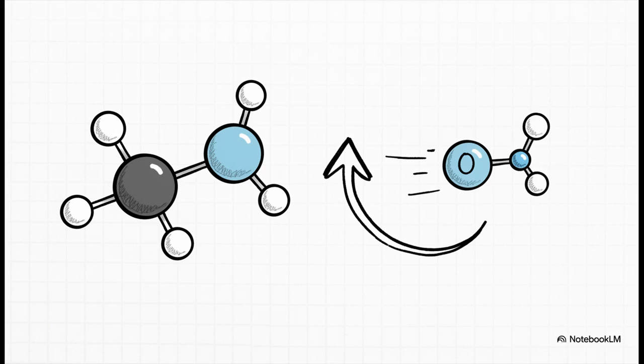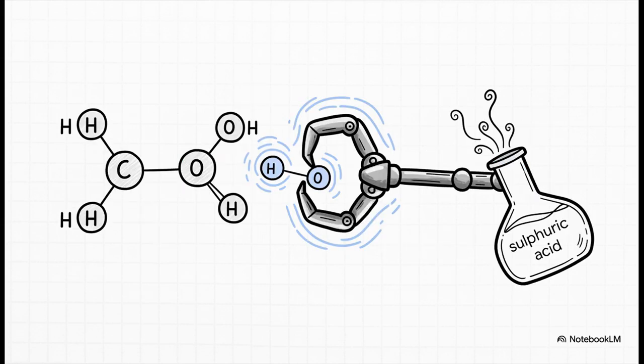All right, now for our second key reaction, dehydration. And yeah, it's exactly what it sounds like. We're literally going to remove a water molecule. Now, to make this happen, you need a little help from a catalyst. In this case, it's hot, concentrated sulfuric acid, and it acts as a powerful dehydrating agent. Its one and only job here is to grab a water molecule right out of the ethanol.